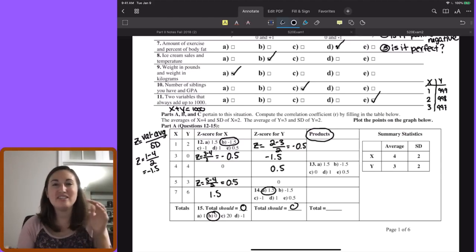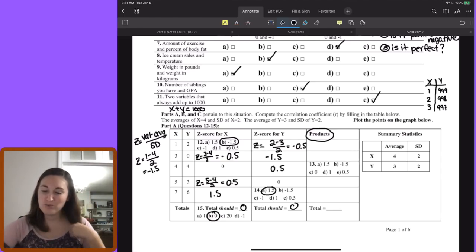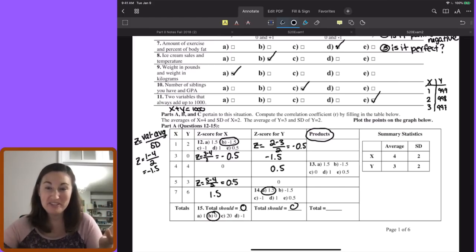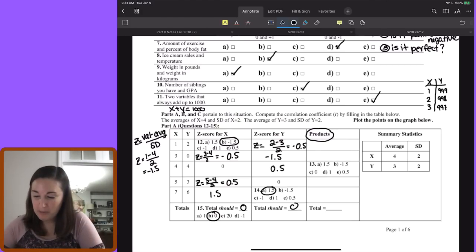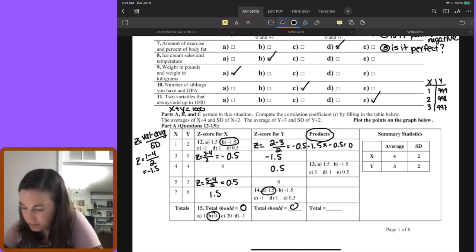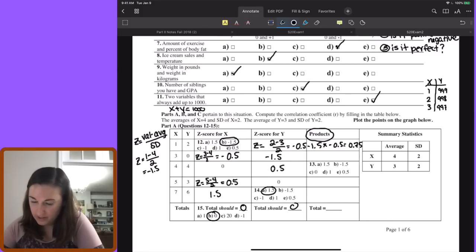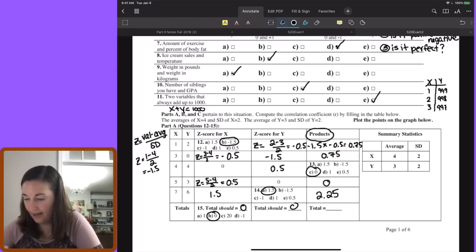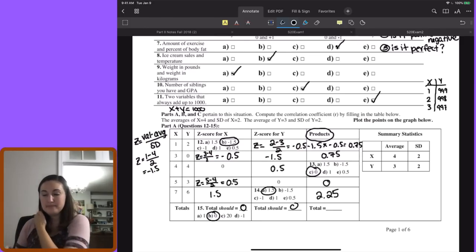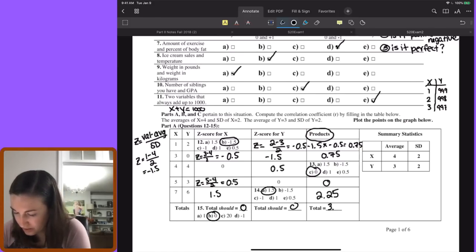Okay, and then the very last column is for us to find the products of the z-scores, because we want to make sure x and y are paired with each other for correlation, right? Because those make up a point. So the products just means to multiply the two z-scores. So for the first one, it would be negative 1.5 times negative 0.5. So 2 negatives gives me a positive. This should be 0.75. Same with this one, this should be 0.75. 0 times 0.5 should be 0. This one should be 0, and this one should be 2.25. And then if I add all these up, I end up getting 3.75.